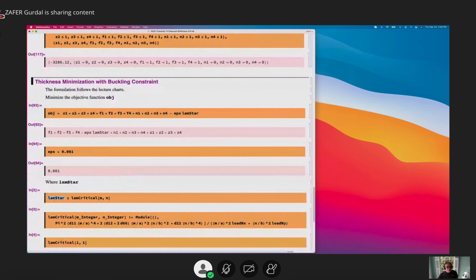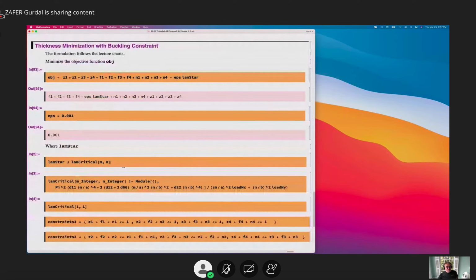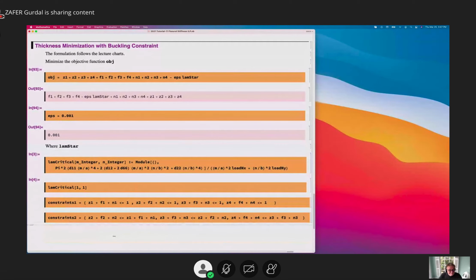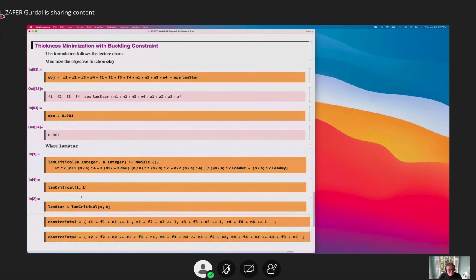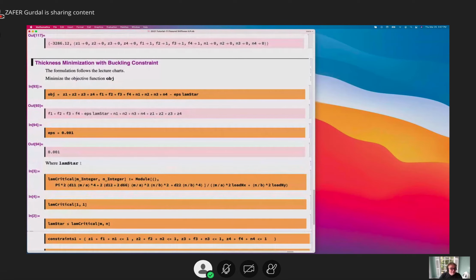I'm going to write a module for lambda critical. So if I specify M and N, it will compute lambda star. And that module is here, so I can actually replace it in its place. I'll put it there. So lambda critical is determined by M and N.